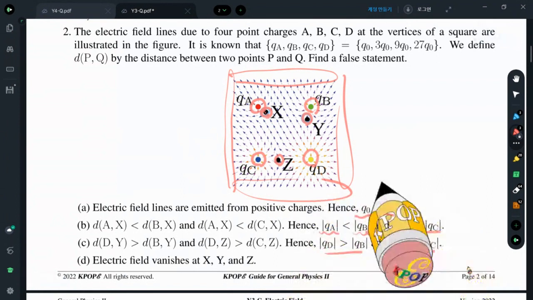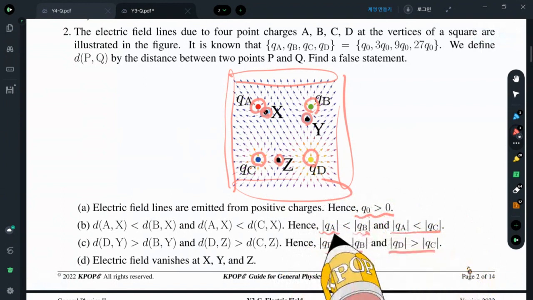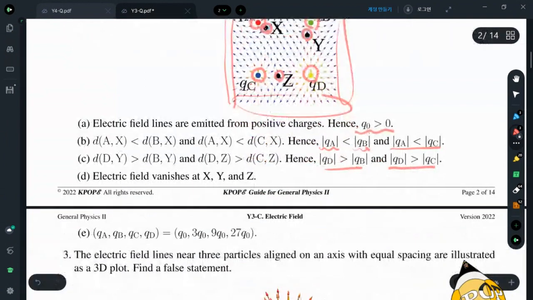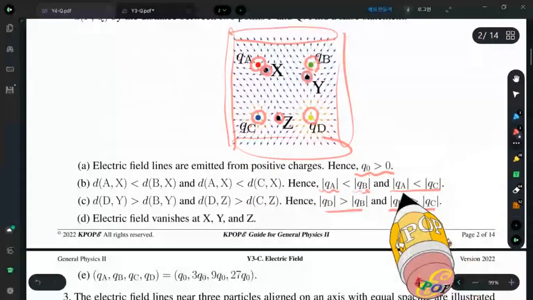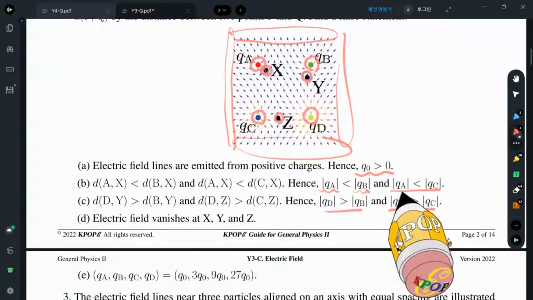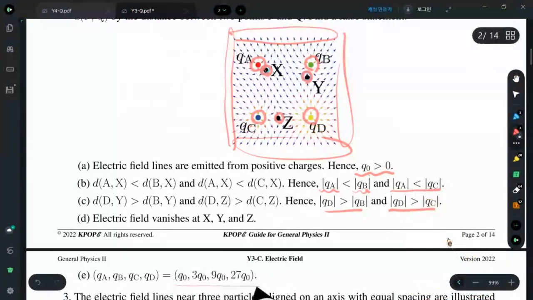Collecting all of the inequalities, we find that the electric charges of A, B, C, D are ordered like that.